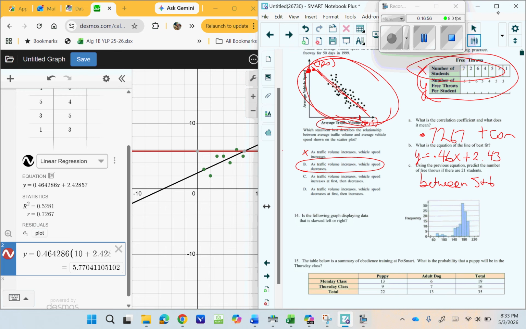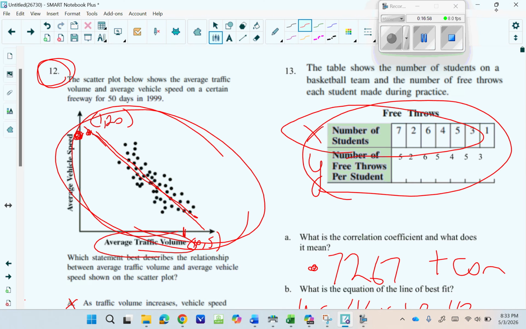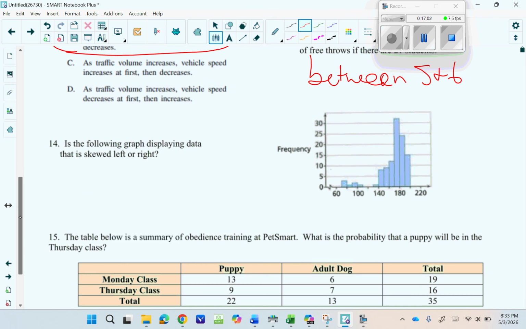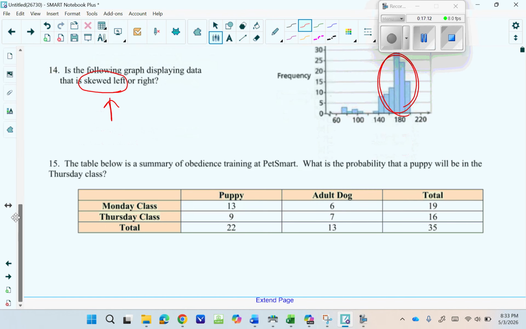Let's go ahead and go down to number 14. And so we talked about data being skewed, and it's always opposite of what we think. So if all your data is here on the right, then I'm going to say skewed left. It's always opposite.